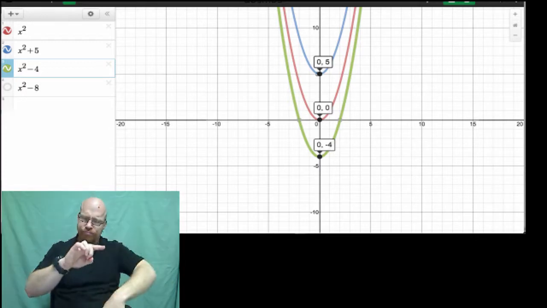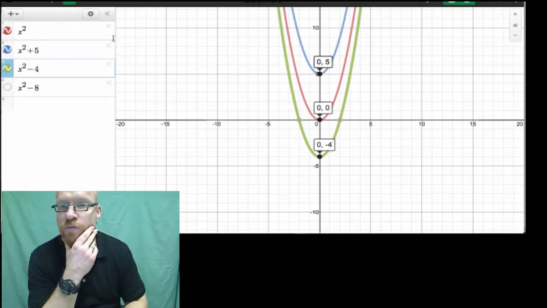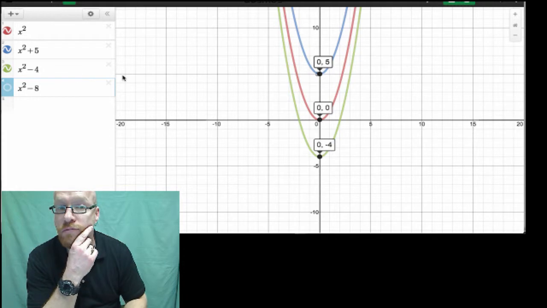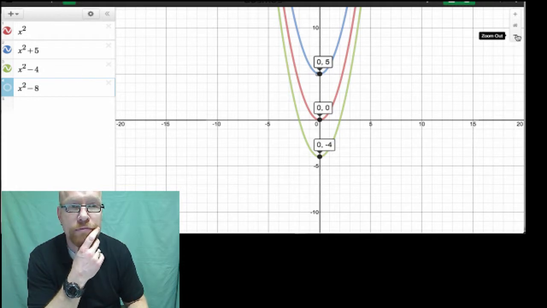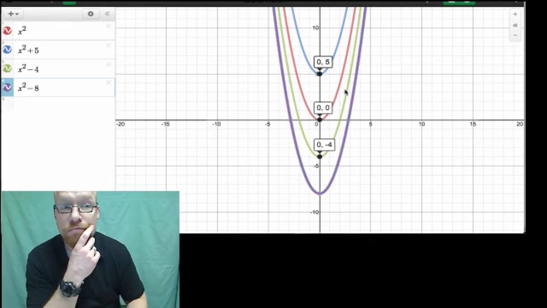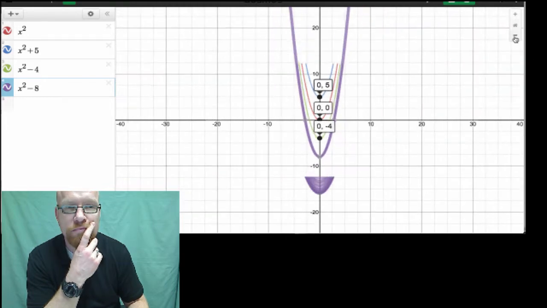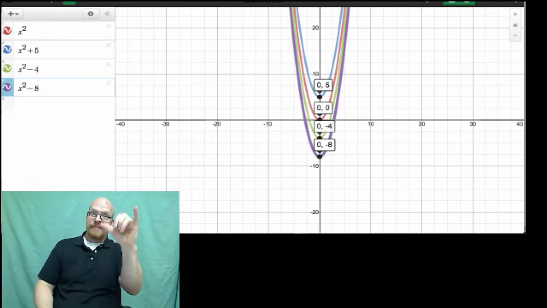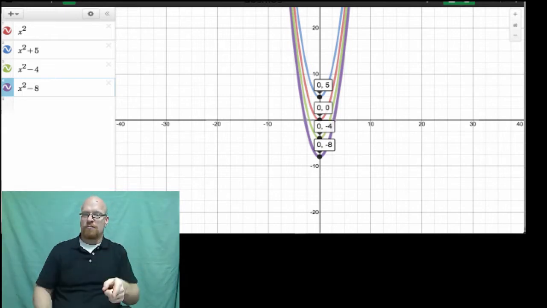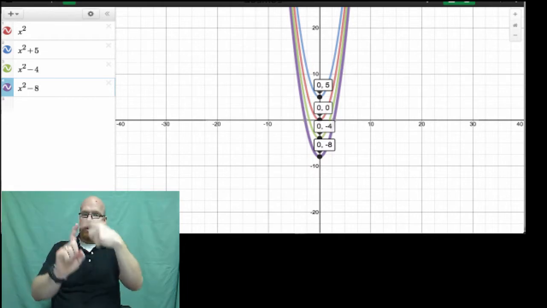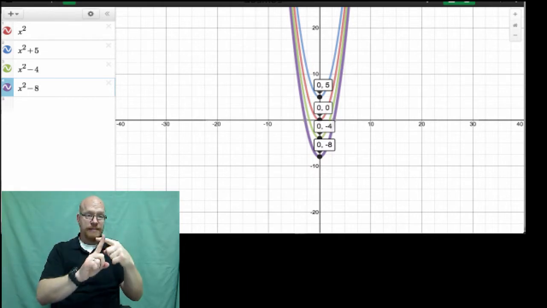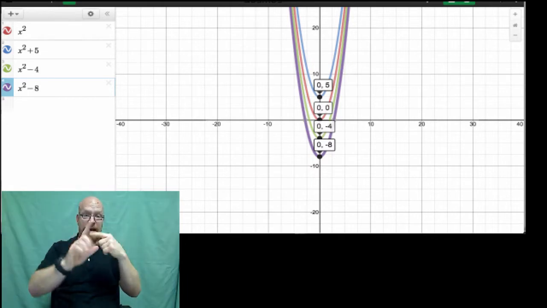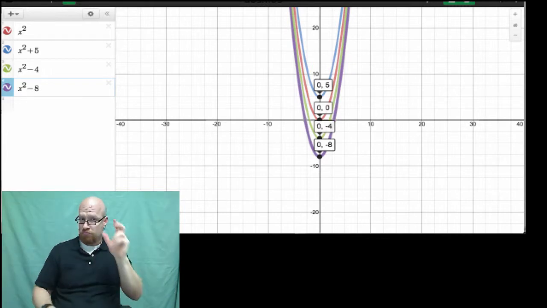X squared minus 8 is going to go down even further, of course. So it moved even further down the y-axis. So x squared plus k, if k is positive, it moves up. If k is negative, it moves down.